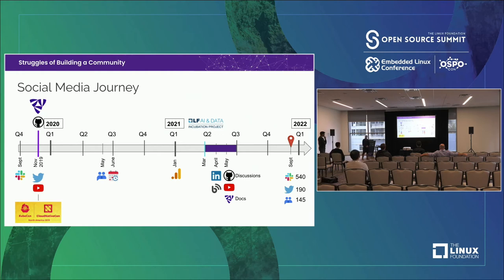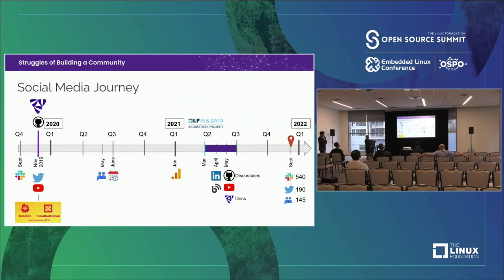Until now, these sync-ups happen every other week on Tuesday mornings. They typically include 10 to 20 members of the community plus the rest of the team behind Flight. So fast forward to January 2021, we started to think, how do we increase our presence? How do we grow? Let's look at some stats. We started with Google Analytics, and then in the second quarter of 2021, Flight joined LFAI and Data as an incubation project. I want to highlight that second quarter, which is in purple here. I'll keep referring to that quarter as the presentation goes on.